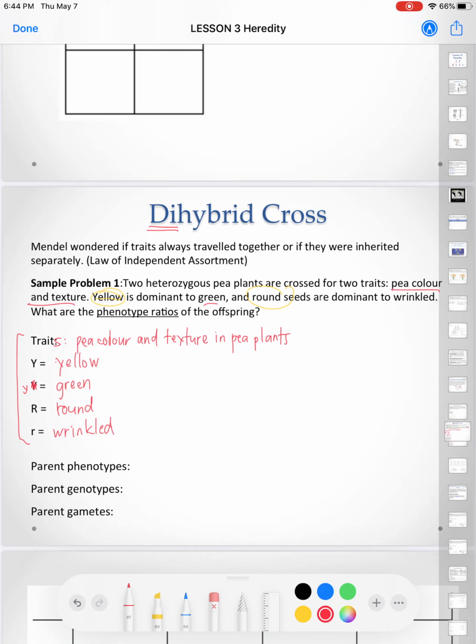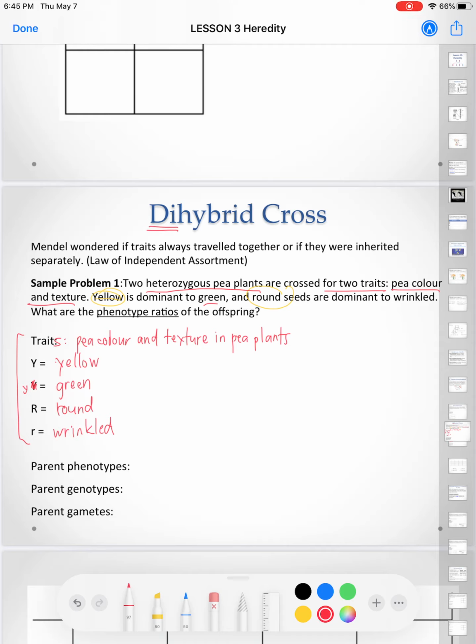Then we have to talk about the parent phenotypes. Basically we're going to look at one parent and see what color and texture it has, and then cross it with another parent with a color and a texture. So let's just write that down. It says two heterozygous pea plants are crossed for two traits, pea color and texture. Now, what the heck? The question has told us not the phenotypes, it's told us the genotypes right away. So they're heterozygous for both traits and both parents are heterozygous. That's crazy. So let's go ahead and do the genotypes first.